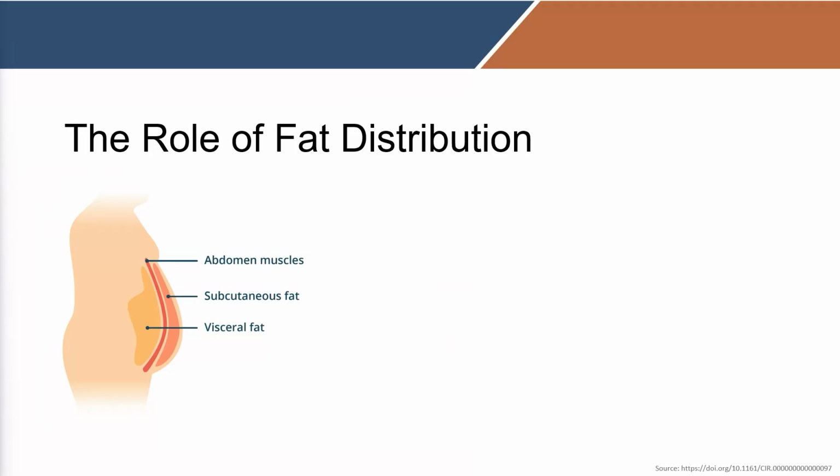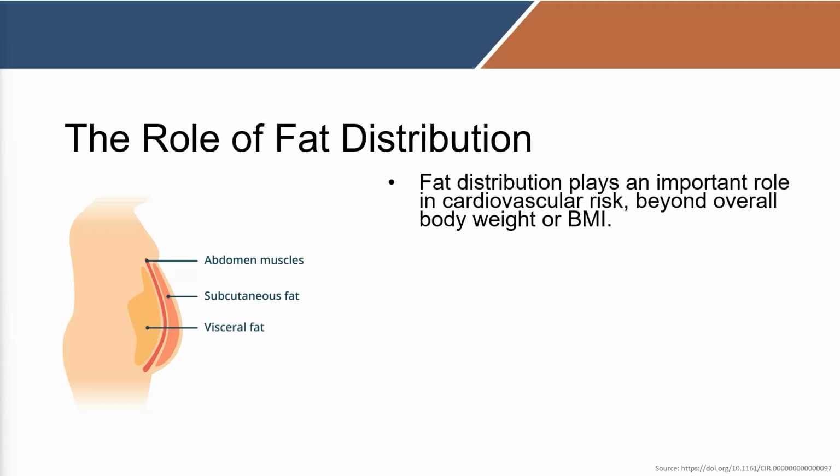So when we talk about obesity and heart health, it's important to recognize that where fat is stored in the body matters, and it's not just about how much weight someone carries. There's a strong correlation between overall obesity and abdominal obesity, but these are not always the same.